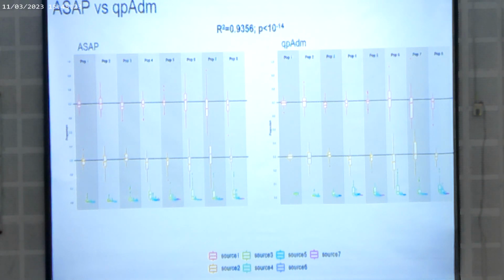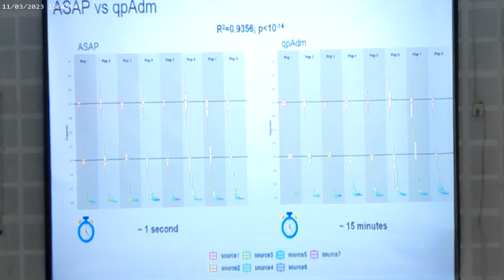There is one main difference, though: our analysis takes more or less 1 second to perform, while in qpAdm we took at least 15 minutes. It depends which flavor of qpAdm you use, but at least 15 minutes are needed.